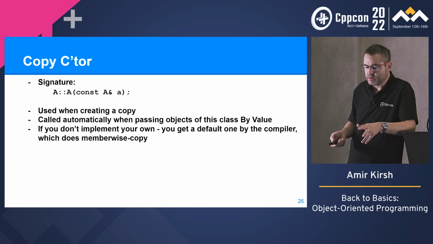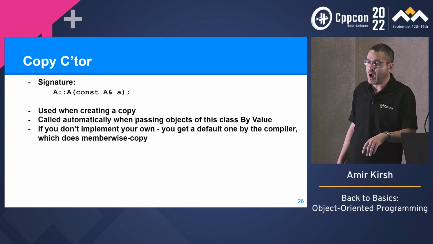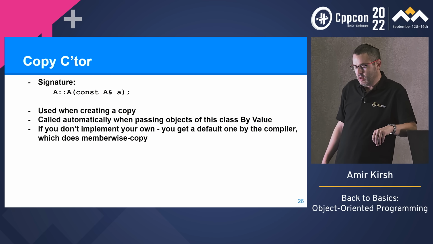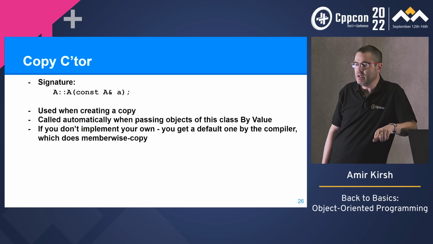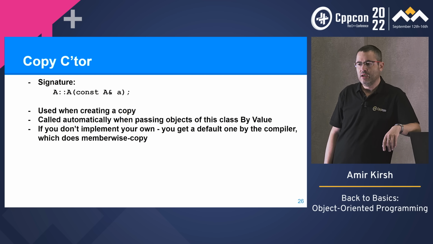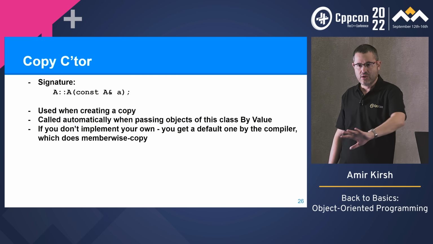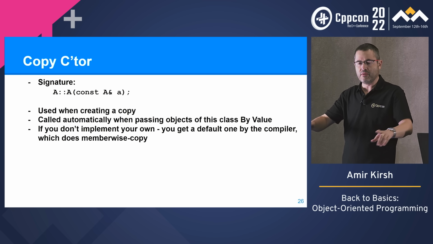Copy constructor. Copy constructor allows me to implement my own logic for how I want to copy something. This is a signature. It is used when creating a copy. It is also called automatically when passing objects by value. Not always. In some cases, the compiler just does some copy elision: oh, I don't need to copy, I can just create it there. In some cases, it would call the move constructor, which is not part of our talk. There is another talk on move semantics as part of Back to Basics.